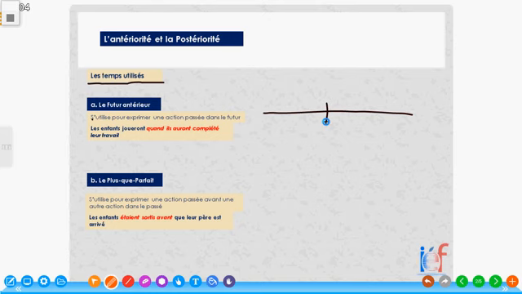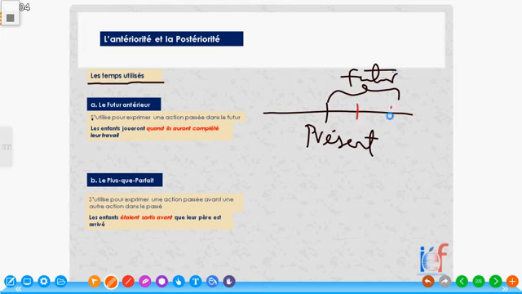Now, what does that mean? It means that, you see, in the future, we can possibly have two actions in the future. Nous pouvons avoir deux actions dans le futur, but the two of them cannot happen at the same time. So therefore, one is going to be an action that must have happened before the other.